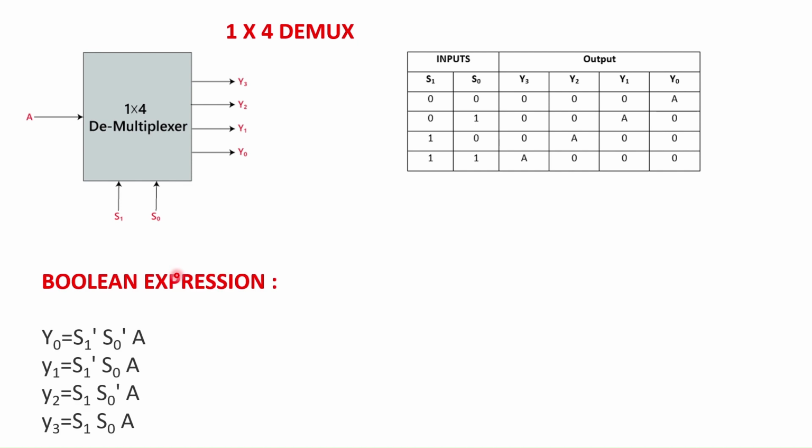This is the Boolean expression for the 1:4 demultiplexer. There are 4 outputs Y0, Y1, Y2 and Y3. The expression for the output Y0 is equal to S1 bar into S0 bar into A. The output Y0 will be A when both the inputs S1 and S0 are 0. The output y1 will be equal to A when S1 is equal to 0 and S0 is equal to 1.